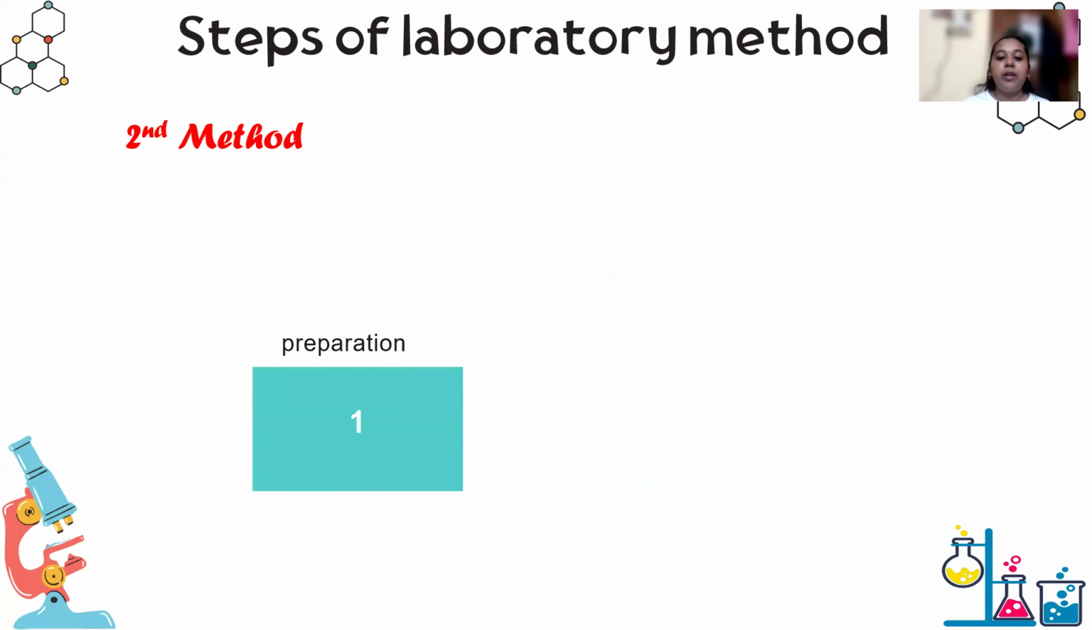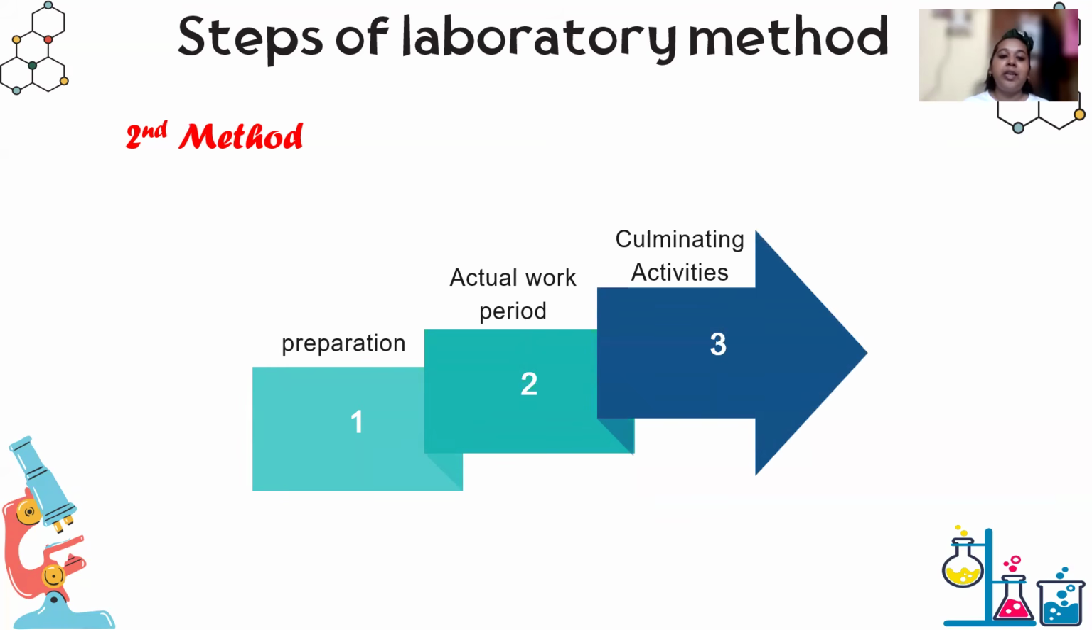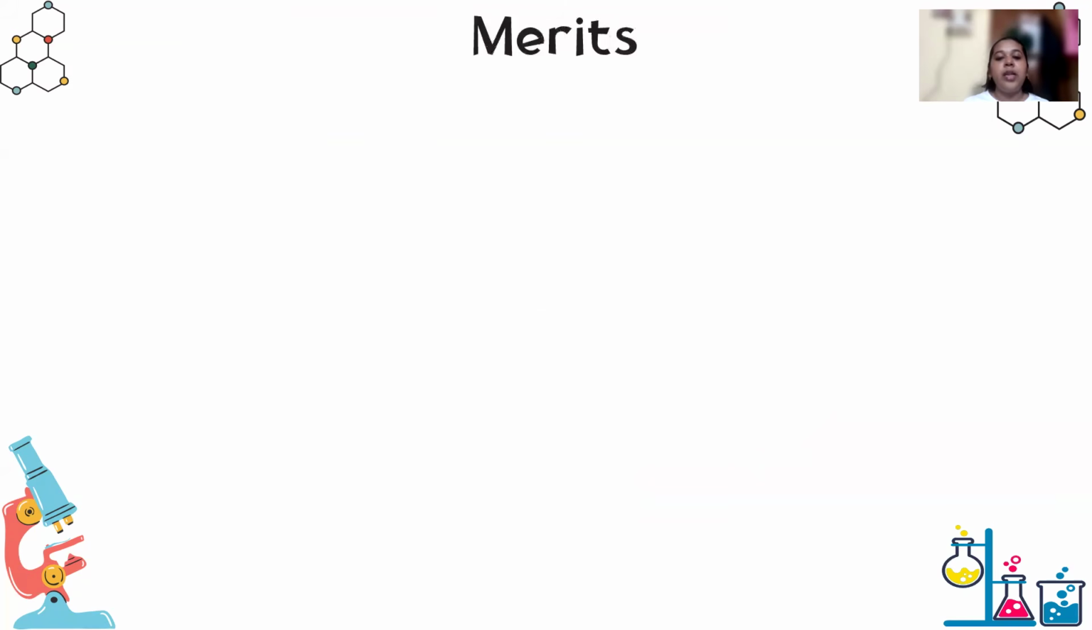This is the second method, in which step one is preparation. So, for example, the teacher has to make sure that all the apparatus are present in the laboratory and the things are kept in place so that the students do not need to roam around the laboratory. Next is the actual work period, where the students start performing the experiment. And at the end are the culminating activities, which include that they observe, they analyze, and they come to a conclusion about the practical. Next, let us understand the merits of the laboratory method.